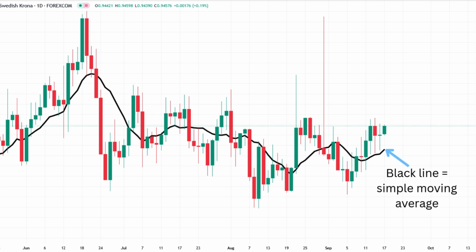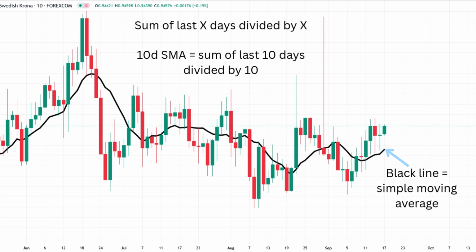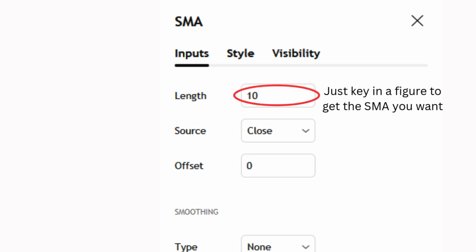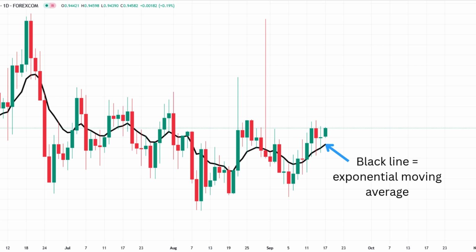The formula is pretty simple. Add up the closing prices of the last X number of days, then divide by that X. For example, if you want a 10-day moving average, sum up the last 10 daily closings and divide by 10. But that's just academic knowledge. Now with trading platforms that provide live charts and technical indicators, all you need to do is select a specific moving average. There is also the exponential moving average, which gives more weight to recent prices, making it respond faster to price changes. But to keep things simple, we will just be using the simple moving average in this video and future videos.